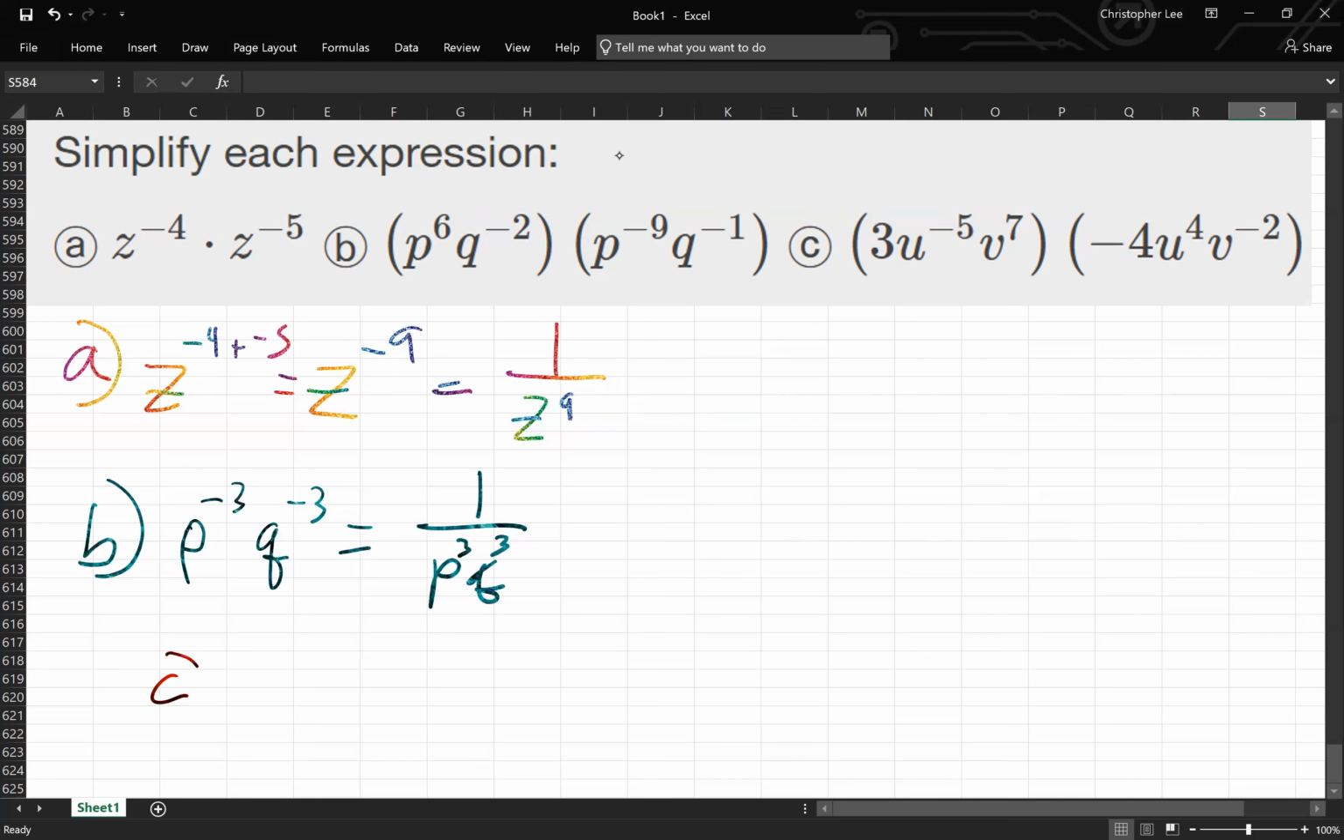Look at C. All right. Remember, numbers with numbers, variables with variables, right? So I have 3 u to the negative 5 power times v to the 7 times negative 4 u to the 4th power v to the negative 2nd. What should I do first?